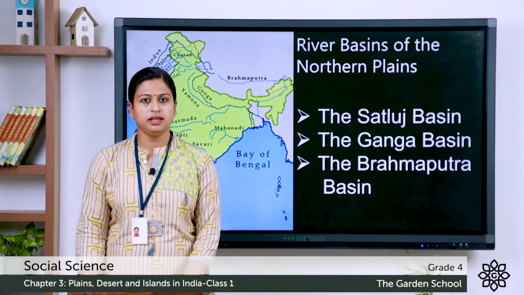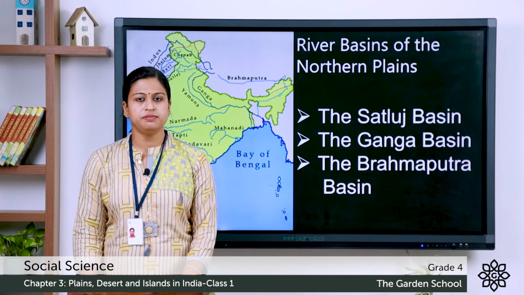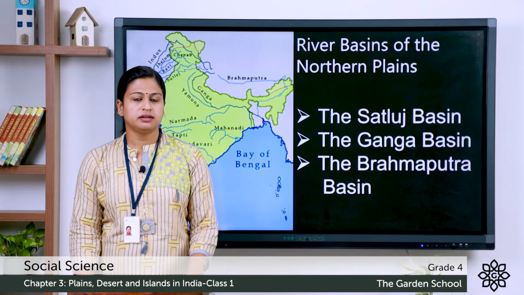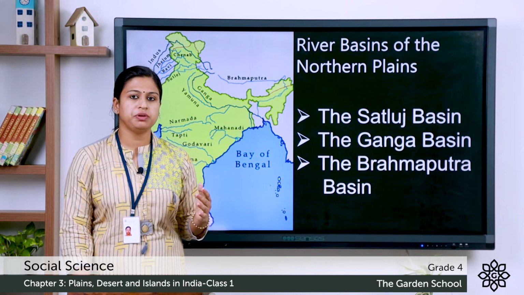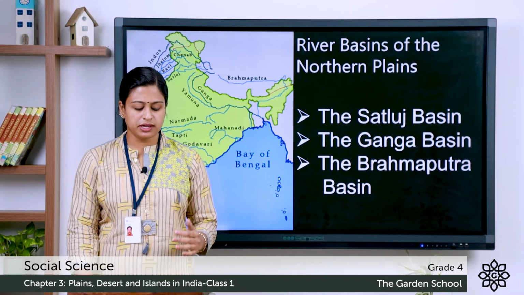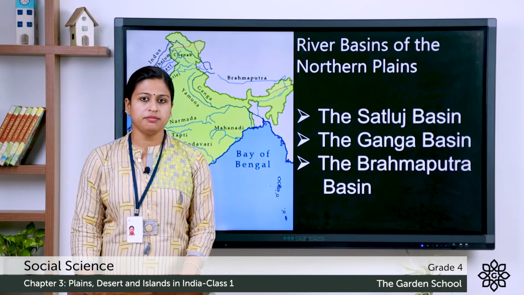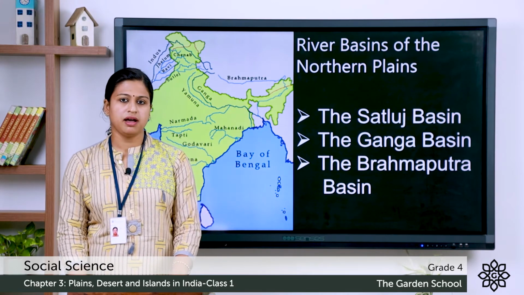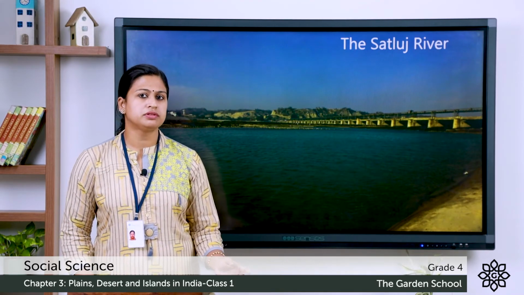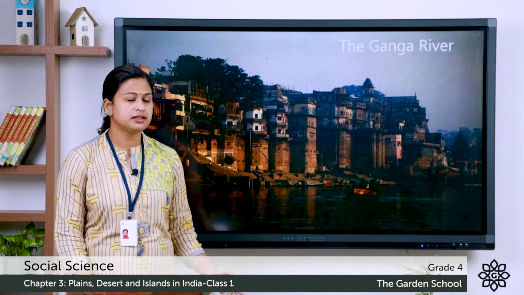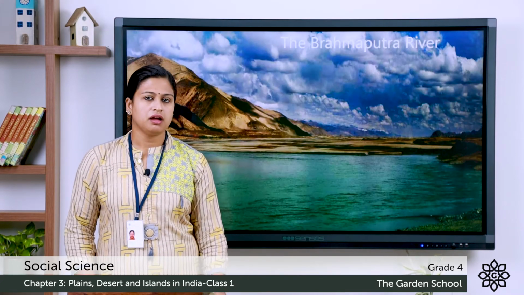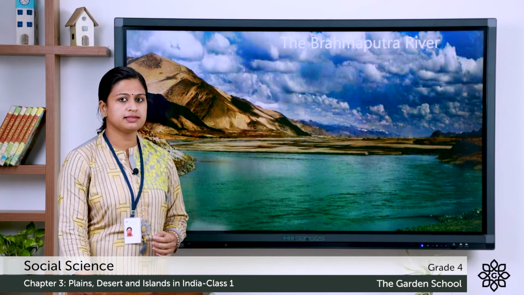Satluj basin is located in the states of Himachal Pradesh, Punjab, Jammu and Kashmir and Haryana. Ganga basin is located in 11 states like Uttar Pradesh, Bihar, Haryana, Rajasthan, Jharkhand and so on. Brahmaputra is located in Arunachal Pradesh, Assam, Nagaland, Sikkim, West Bengal, Meghalaya. This is the picture of river Satluj that flows through Himachal Pradesh. Next is the Ganga river that flows in the state of Uttar Pradesh. Brahmaputra river flowing through Assam.